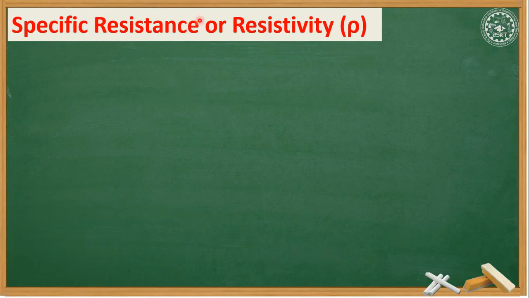Specific resistance or resistivity. Simply resistivity, which is denoted by the letter rho. This is the letter rho. Resistance, specific resistance or resistivity are similar things.